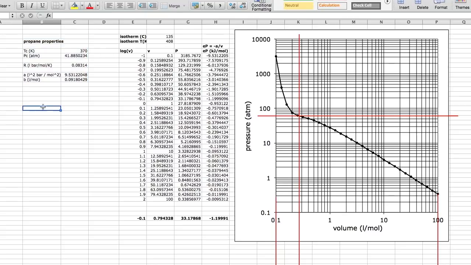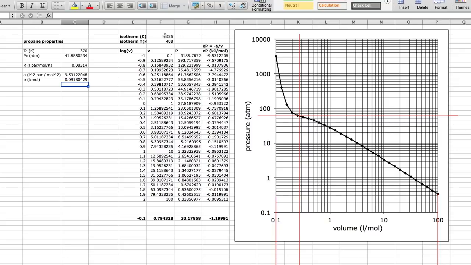Into the data block I've placed values of PC and TC for propane. R is expressed in liter bars per mole Kelvin since I want to work in volume units of liters per mole. I've also implemented the Van der Waals formulas for A and B based on the critical properties. Separately working out the units, they end up in units of liters per mole for B and liters squared bar per mole squared for A.